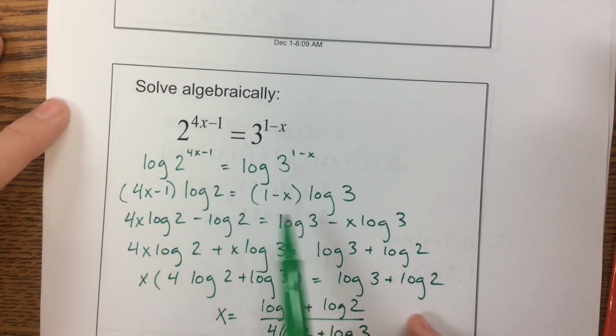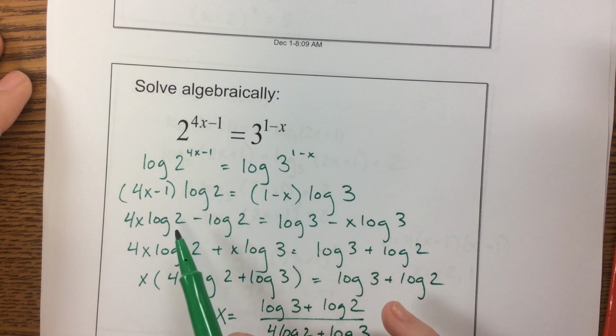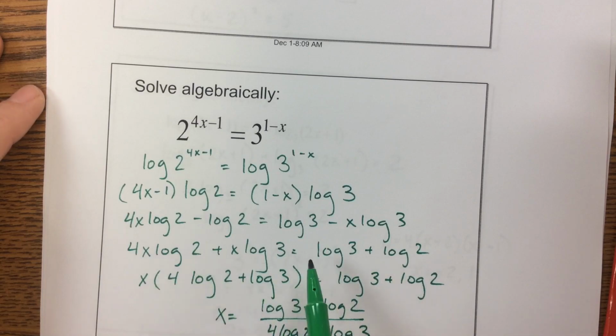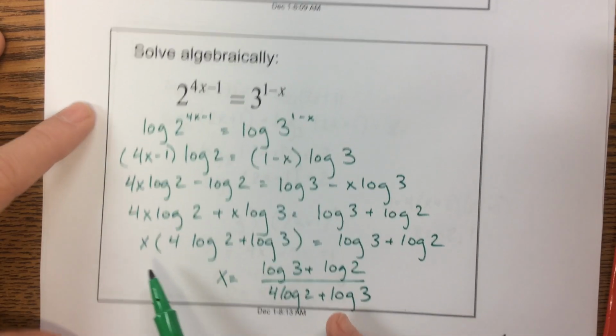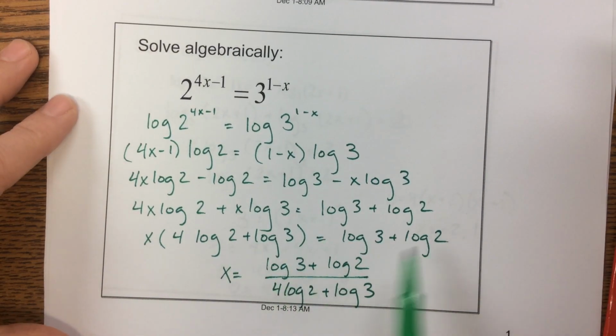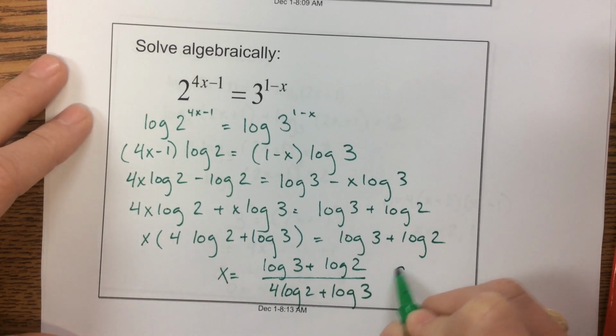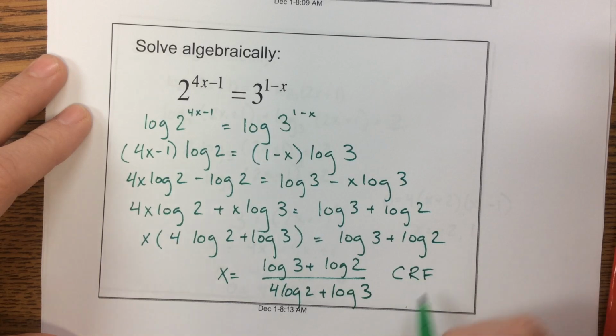Then I notice I have 4 terms, and 2 of them have x's and 2 of them don't. So I'm going to move all the x's to one side and then everything else to the other, which is how I got to here. I factored out the x, getting here, then I divided. This is one version of a calculator ready form.